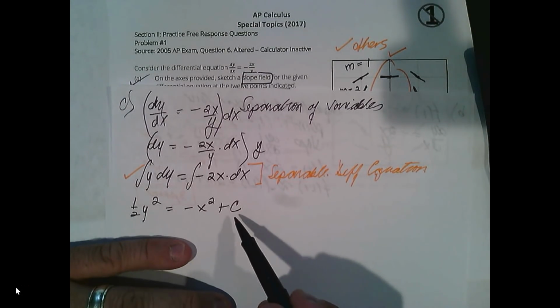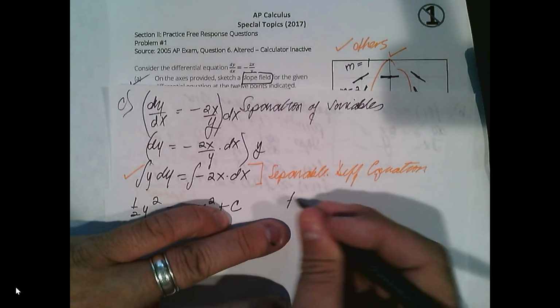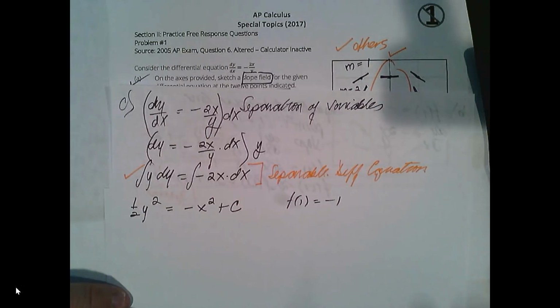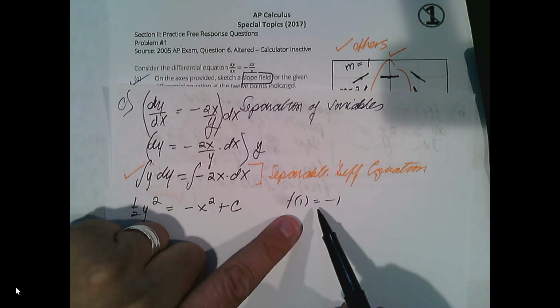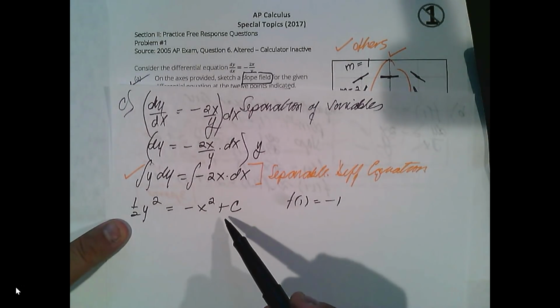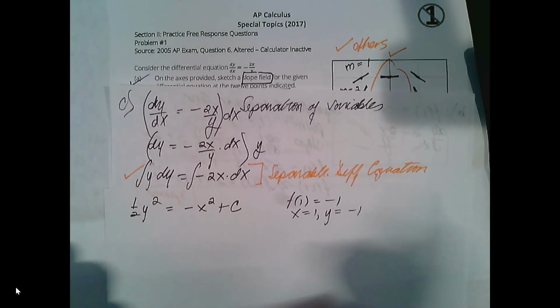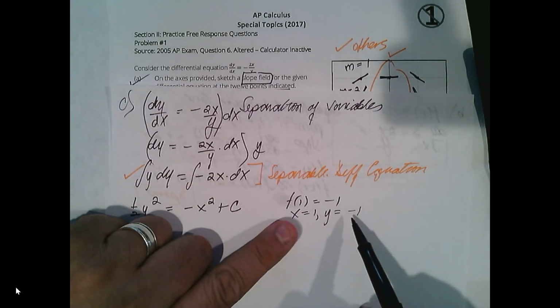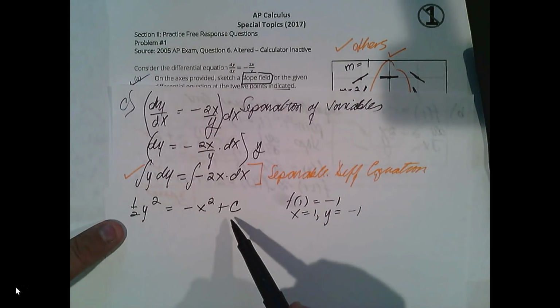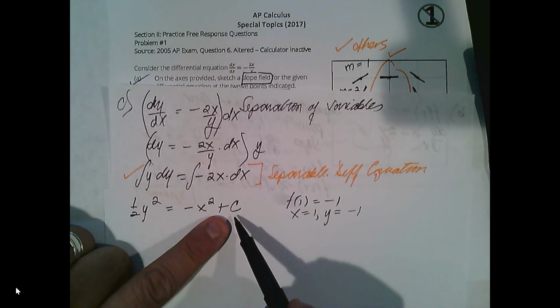Some of you like to take the initial condition. What was that initial condition? We have the initial condition f of 1 equals negative 1. The initial condition is a point on this curve. Specifically, it's the point x equals 1, y equals negative 1. Some people like to take the point and plug in right now and solve for the constant of integration.